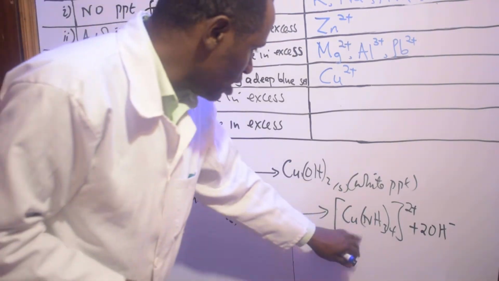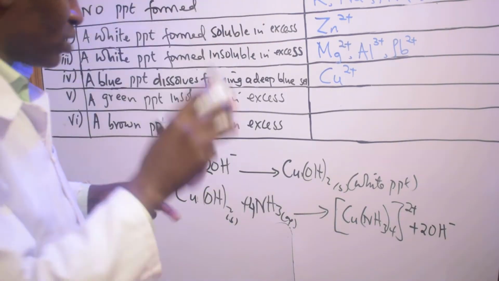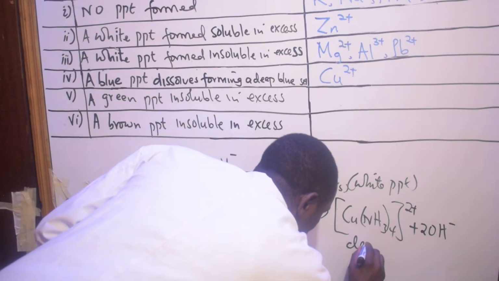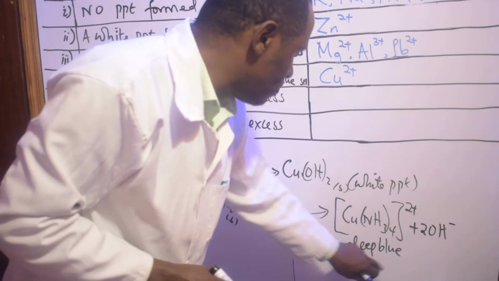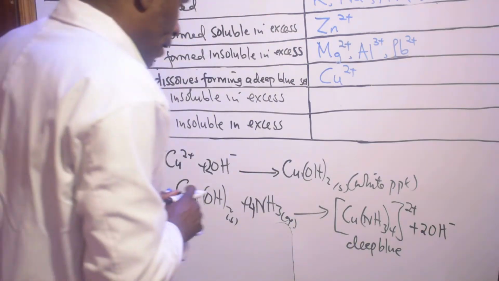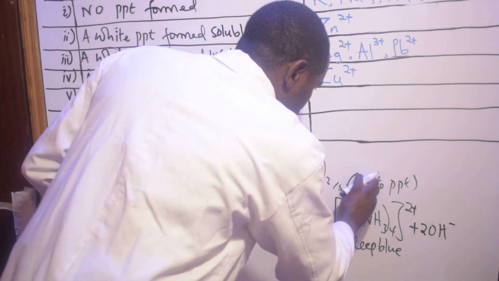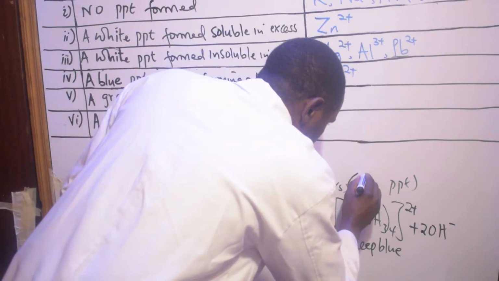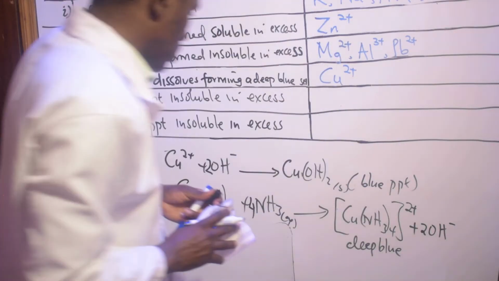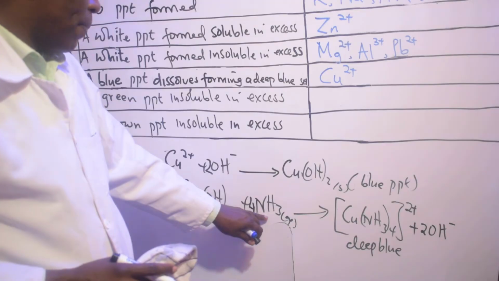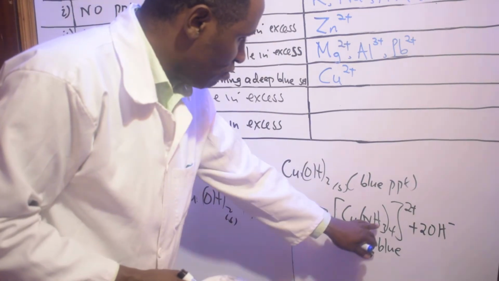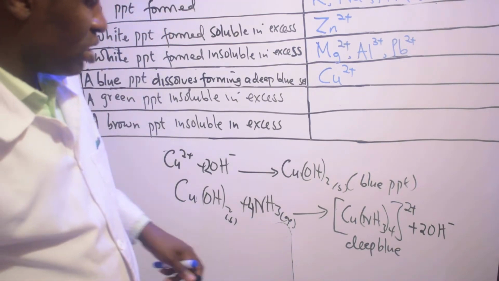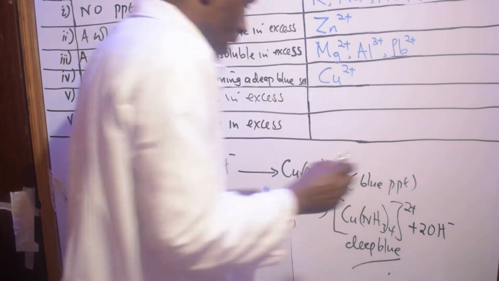Again, tetraamine copper 2 ions. Now this one, its color is deep blue. Look at that. Its color here is deep blue. That's why for copper hydroxide, of course, this one is a blue precipitate, and upon addition of excess ammonia solution, you form the deep blue color of tetraamine copper 2 ions, which is deep blue. That's what we're talking about.